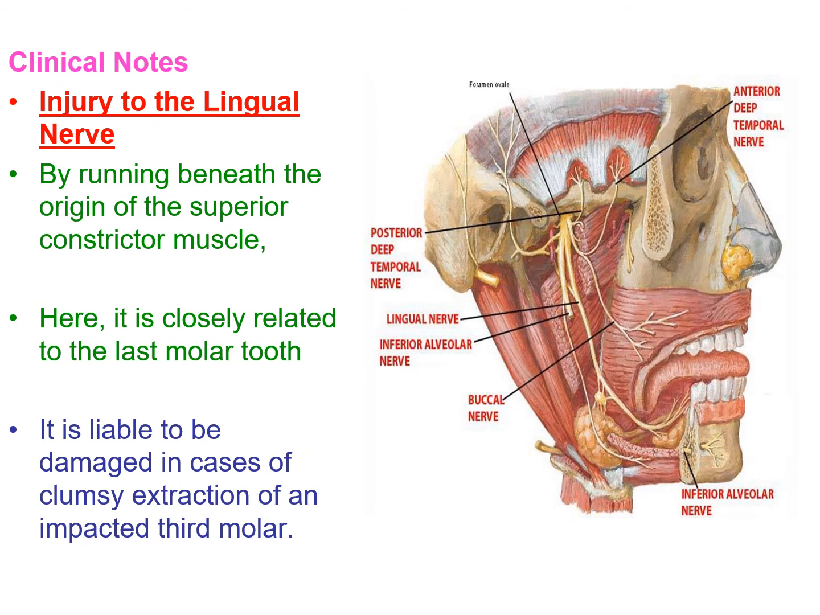If we discuss the applied aspect, the lingual nerve passes forwards into the submandibular region from the infratemporal fossa by running beneath the origin of the superior constrictor muscle, which is attached along the posterior end of the mylohyoid line on the mandible. Here it is in close relation to the last molar tooth, and it is liable to damage in case of clumsy extraction of an impacted third molar.